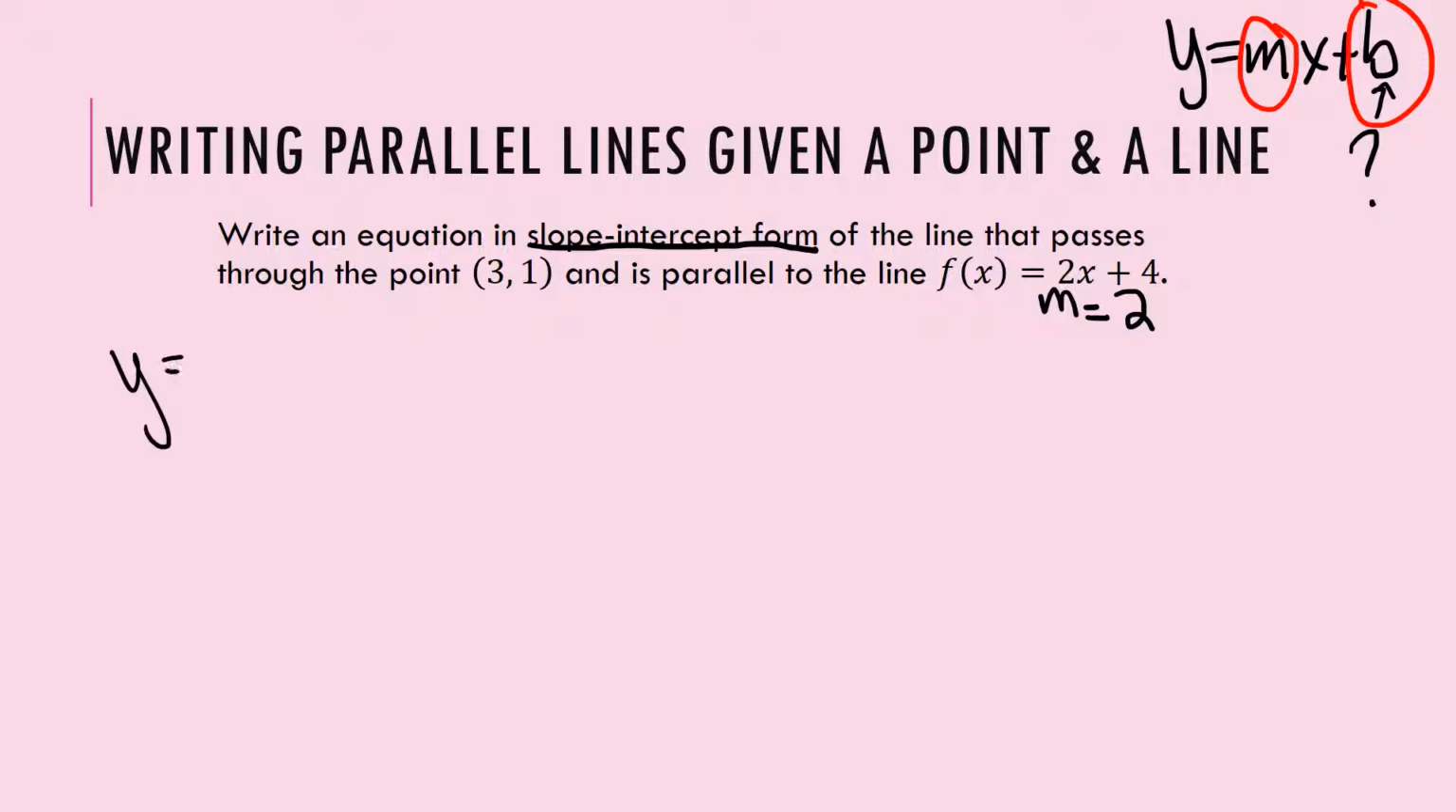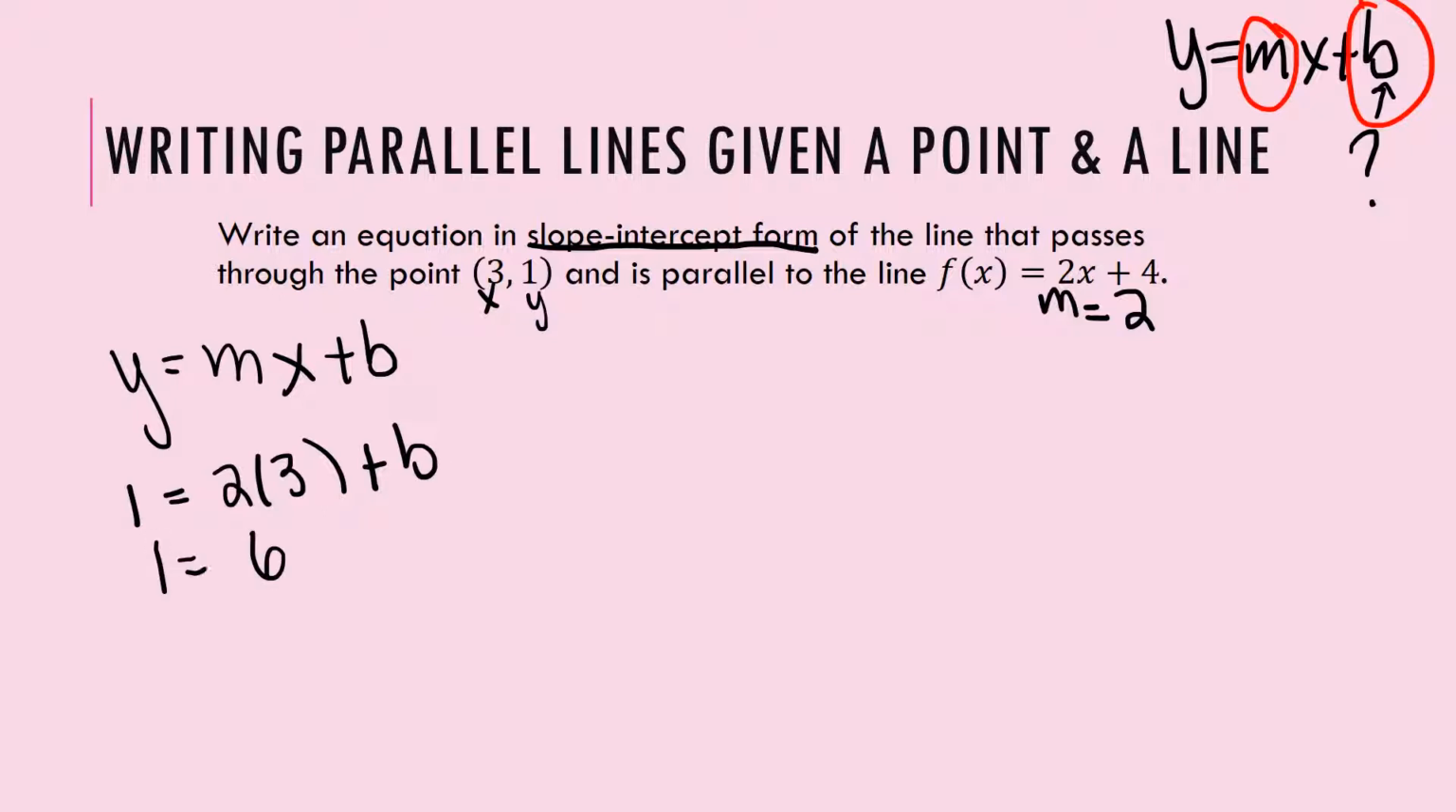So if I want my final answer to be y = mx + b, they gave me an x value and a y value of this ordered pair. So in order to figure out b, I can plug in all the things that we know. We know x is 3, y is 1, and m is 2. So y is 1, m is 2, x is 3, and then we can find b. So 2 times 3 is 6. So we have 1 = 6 + b. In order to get b alone, we're going to have to subtract 6. So b is equal to negative 5.